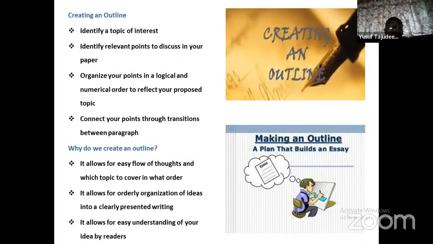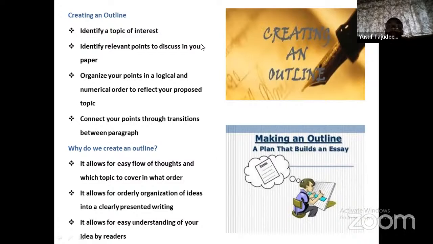So now we talk about creating an outline. In order to write academic papers, first you need to create an outline. How do you create an outline? You need to identify a topic of interest. Have a particular topic of interest in mind. You can't just be working without identifying your topic. The first step is to identify a topic of interest.